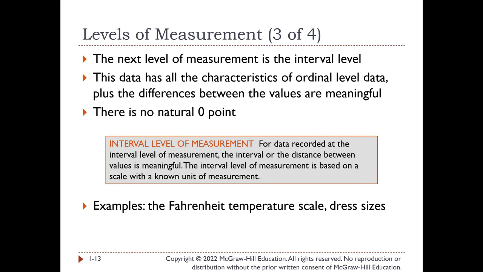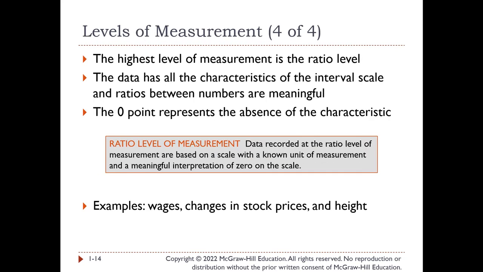So again, in the interval, there is no natural 0 point. It still has meaning. Here, there is a 0 point, and it represents the absence of the characteristic. So the basic definition again: data recorded at the ratio level of measurement are based on a scale with a known unit of measurement and a meaningful interpretation of 0 on the scale. They like to give you examples of wages, changes in stock prices, and height.